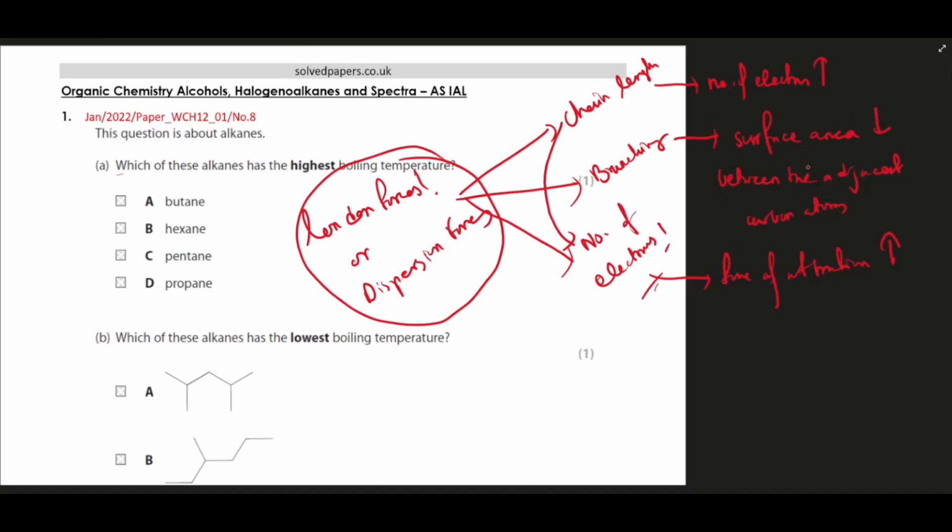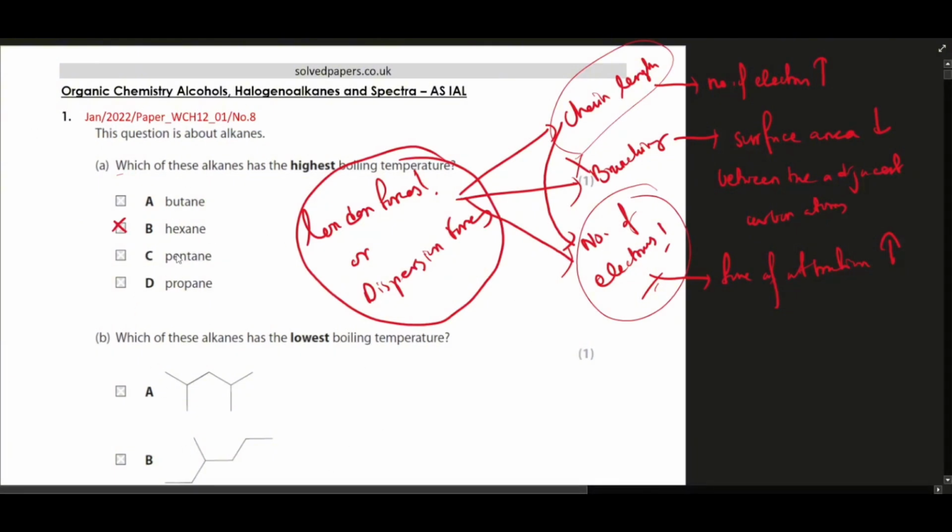Butane, hexane, pentane, propane, all of them are of the same homologous series, alkanes, and secondly they do not have any branching, so this factor is out of the equation. Let's move on to chain length and number of electrons. We can clearly see that the chain length is different. The higher the chain length, the higher the number of electrons, so the force of attraction will be higher. So who has the highest chain length here? I believe hexane, right? Excellent. So that one will have the highest boiling temperature among the others.